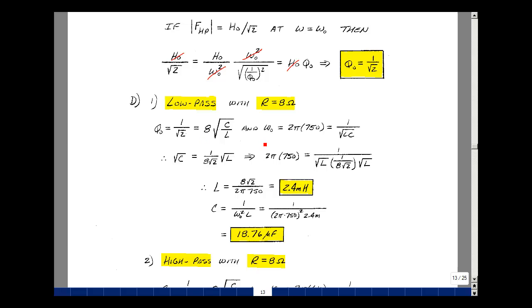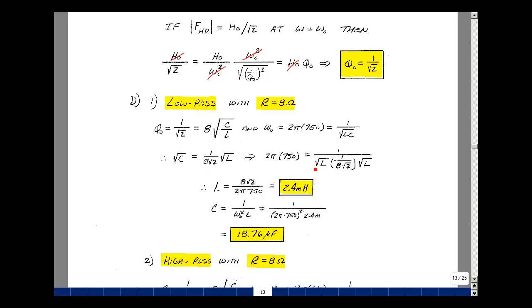Omega naught for our low-pass filter was at 750 hertz, so 2 pi times that would be equal to 1 over the square root of LC. You can think of this as 1 over the square root of L times the square root of C. And I could solve for the square root of C as the square root of L divided by 8 square root of 2. Then from our equation for omega naught, we have 2 pi 750, and that's equal to 1 over the square root of L, and then times the square root of C, which is the square root of L over 8 square root of 2.